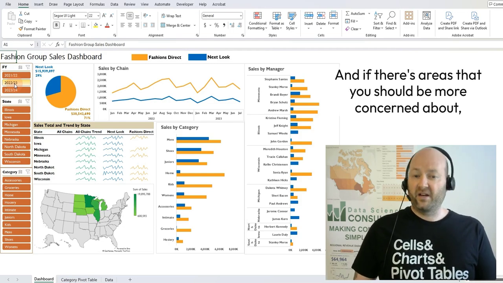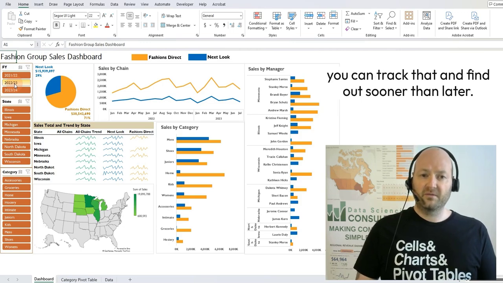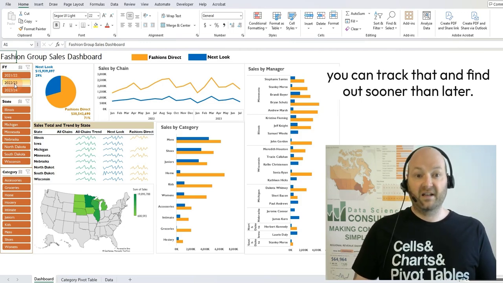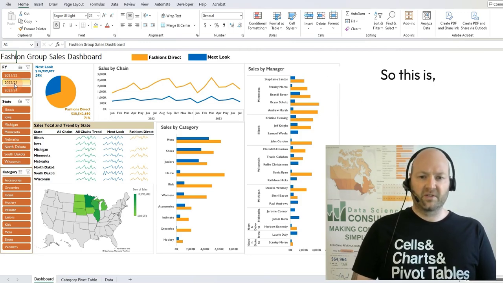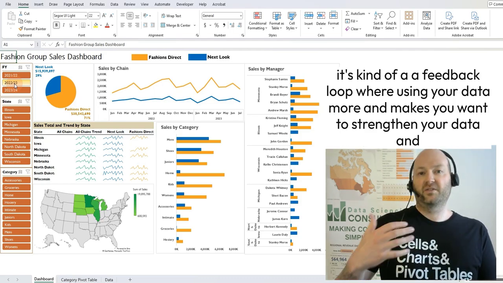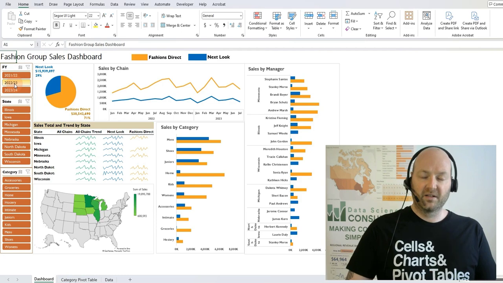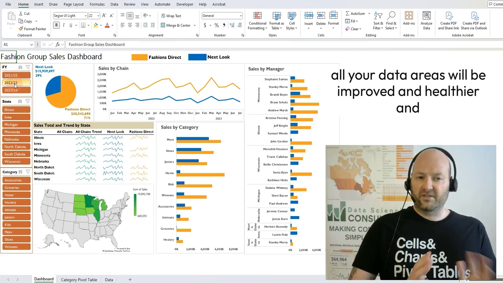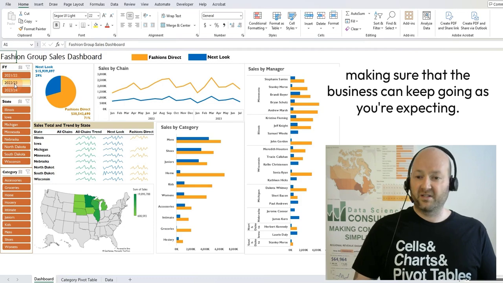And if there's areas that you should be more concerned about, you can track that and find out sooner than later. So it's kind of a feedback loop where you're using your data more, and so you want to strengthen your data, and then down the pipeline, all your data areas will be improved and healthier, and making sure that the business can keep going as you're expecting.